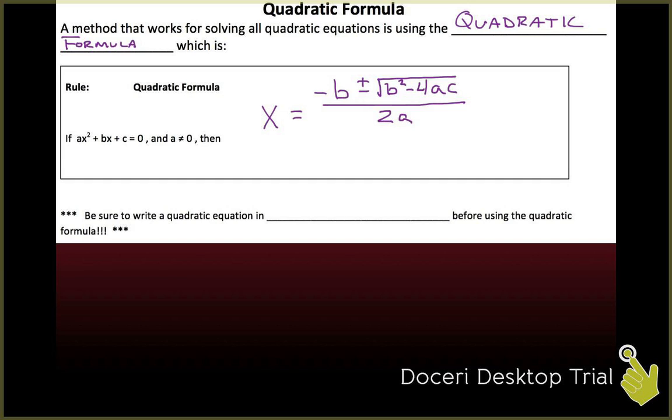And I know you're thinking, where do a, b, and c come from? Well, when you have a quadratic in standard form, it's ax squared plus bx plus c equals 0. So you need to be sure to write a quadratic equation in standard form before using the quadratic formula.